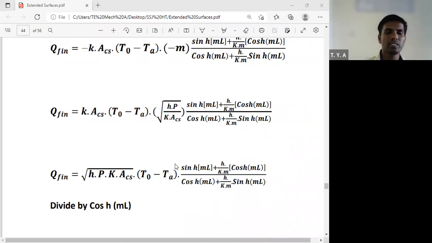Okay, तुम्ही तिन्ही केस बघा, प्रत्येक केस मध्ये हे इक्वेशन कॉमन आहे, square root of h into p into k into cross section area (T0 minus Ta). केस 1 मध्ये फक्त हेच इक्वेशन आहे, केस 2 मध्ये काय येते ऍडिशनल tan hyperbolic ml येत आहे, आणि केस 3 मध्ये ही टर्म ऍडिशनल येते, लक्षात ठेवा. Okay, so this term is common in all 3 cases: square root of hpk into cross section area into bracket T0 minus Ta.